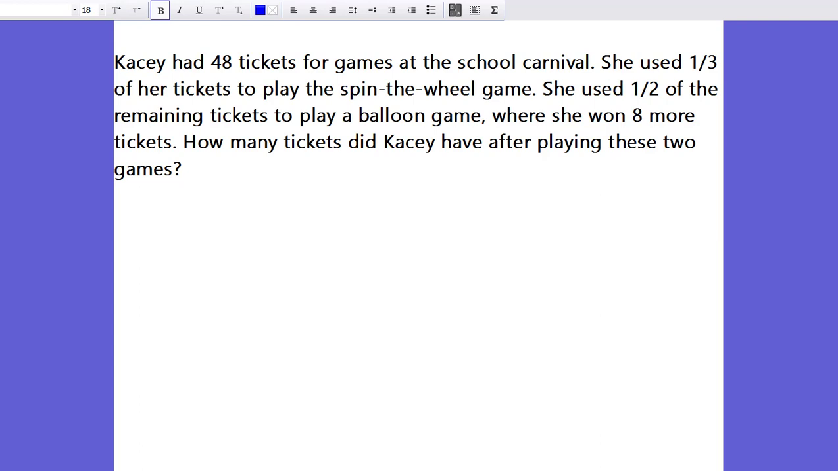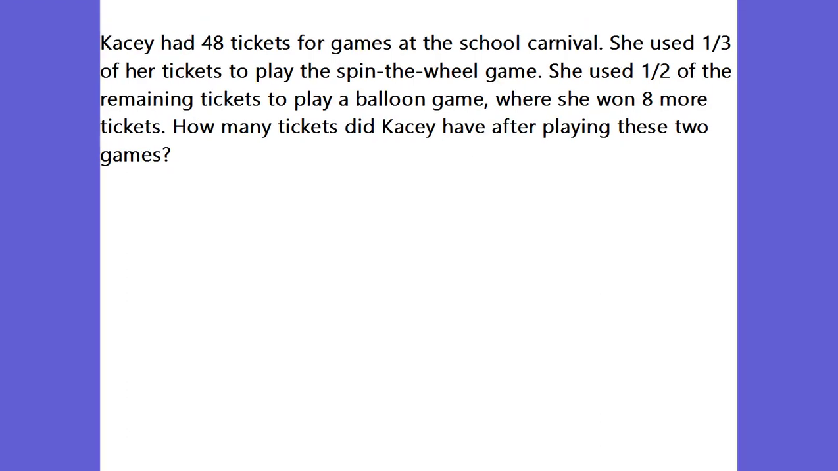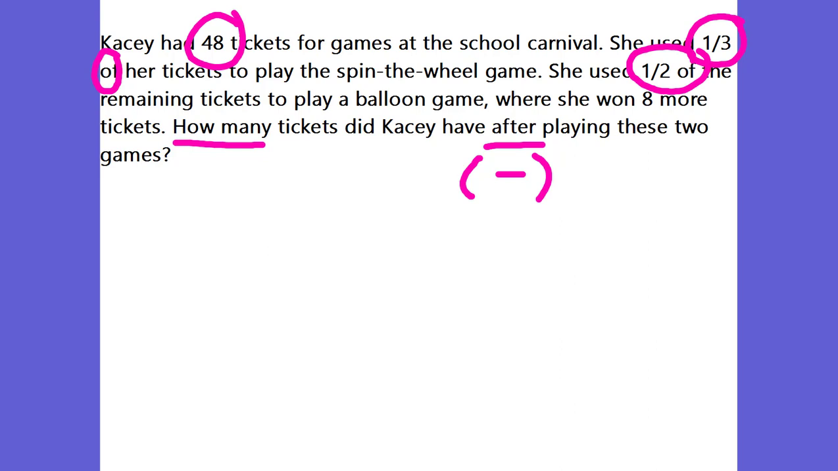Okay, just like we did with our last one, I am going to be underlining after. After. Okay? How many after? Those are my keywords that help me know that I need to do a couple of steps for this one. Usually this is going to be subtracting. Okay? Casey started out with 48 tickets. She used 1/3 of those. Let me circle of. She used 1/2 of those remaining tickets to play a balloon game where she won 8.